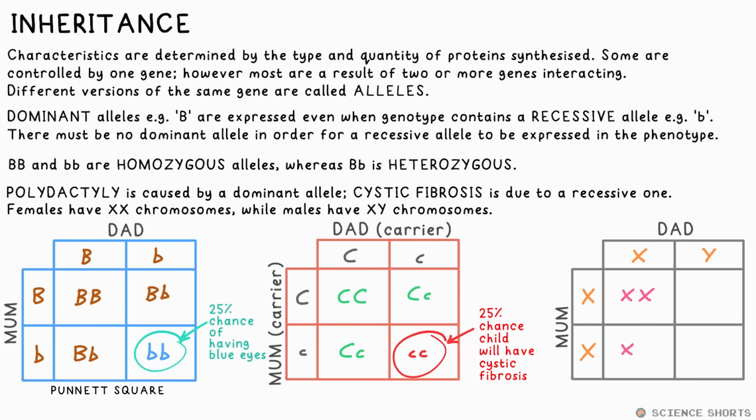Human DNA contains 23 pairs of chromosomes, but only one pair of these determines sex. If you have XX chromosomes, you're female. If you have XY chromosomes, you're male. The expression of these genes affects every cell in your body, every aspect of your physiology. We can also make a Punnett square to show this. As you can see, there's a 50-50 chance of a child being male or female.